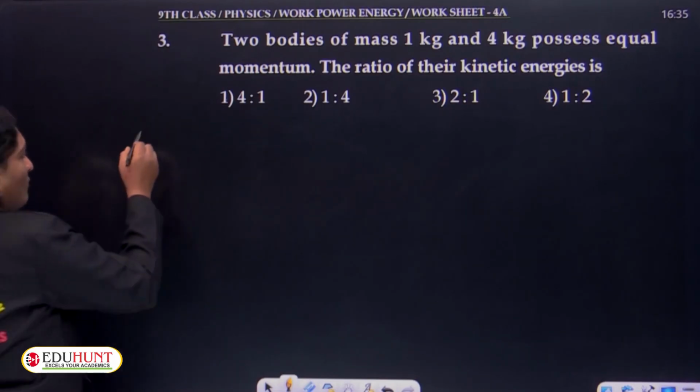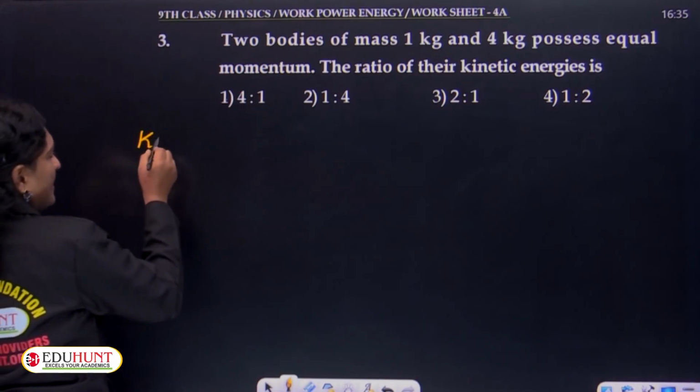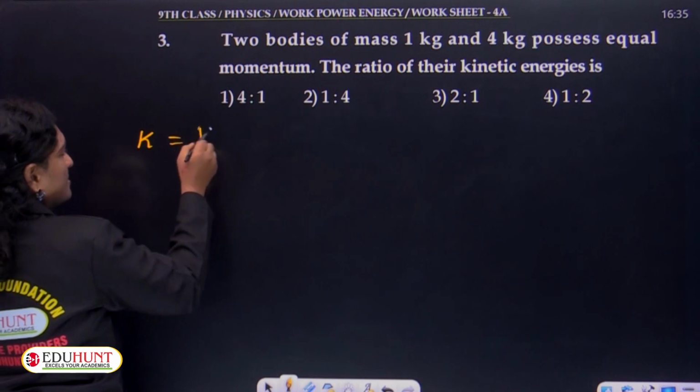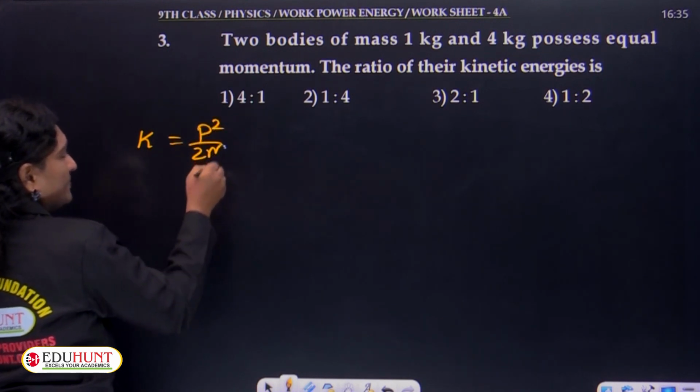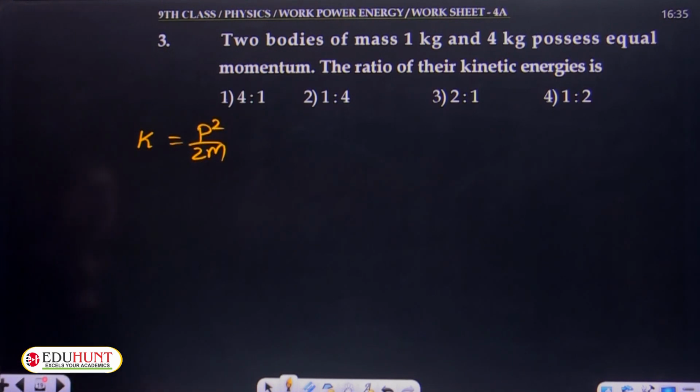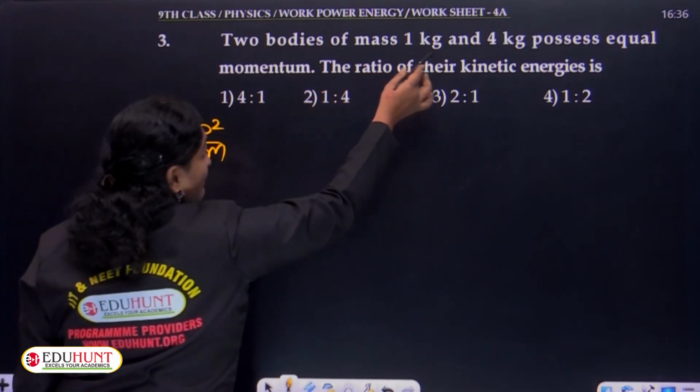So what is the formula for kinetic energy, children? Kinetic energy KE is equal to P square by 2m. This is what we have discussed. Kinetic energy KE equals P square by 2m. Now, two bodies of masses, different masses.